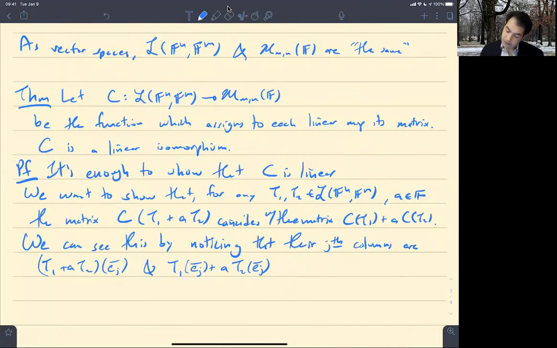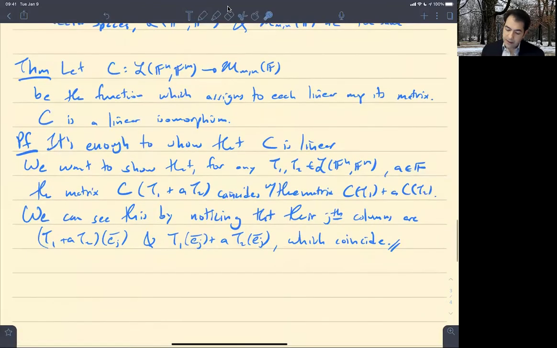And now these are the same, because of the way addition is defined on linear maps: the sum applied to a vector is equal to applying the first one to that vector and adding to it what you get by applying the second one to that vector. Okay, so they have the same jth column, so they are the same matrix.